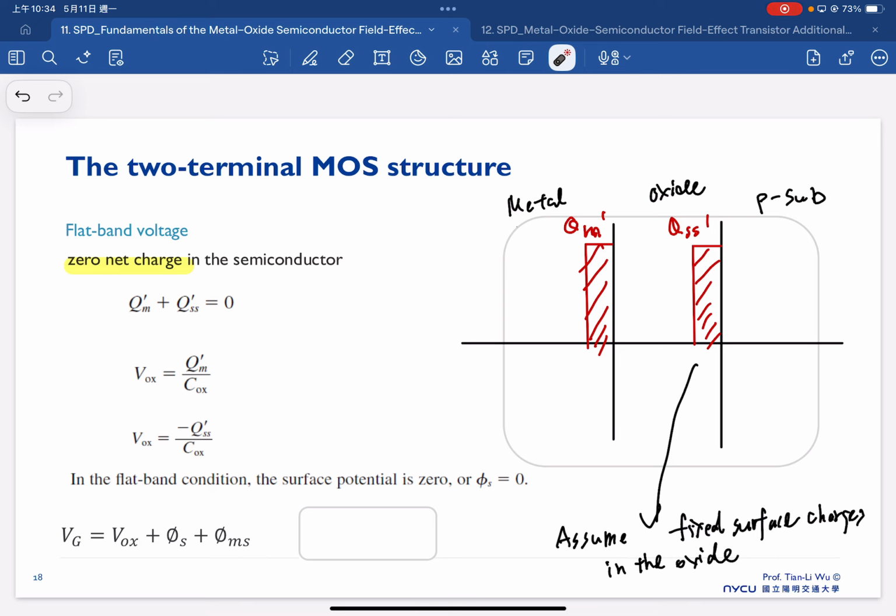And we consider that Qn can be estimated from here, and Qs is related to the inside of the oxide here. So in the flat band condition, the surface potential is 0, or phi s equals 0. Therefore this is 0. This is the equation coming from the last slide. And then this Vox is equal to minus QSS prime over Cox.